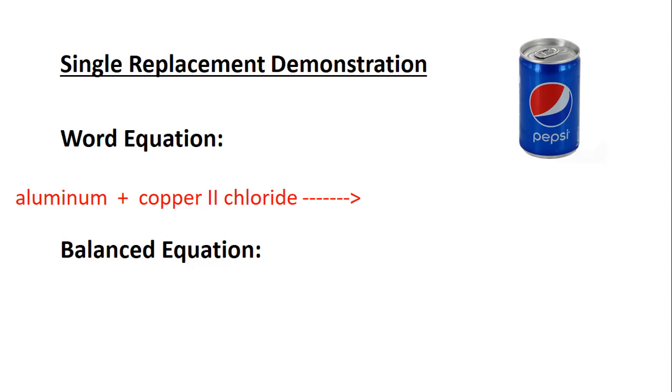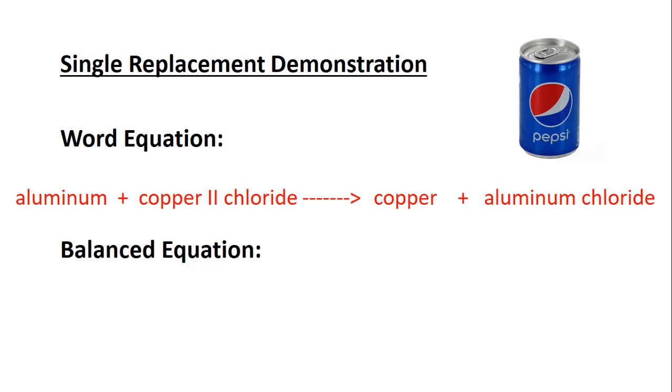If aluminum is the element that we added, we know that that's a metal. If this reaction works, which we know it will, it will kick out the copper 2 ion that's in the aqueous solution. Therefore, the products of this chemical reaction are copper, which we saw as the reddish brown solid that was coming out of the solution, and the solution that's left behind is aluminum chloride.